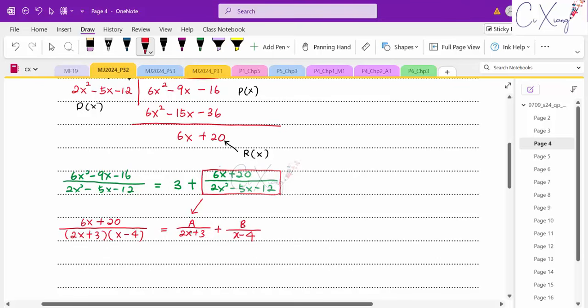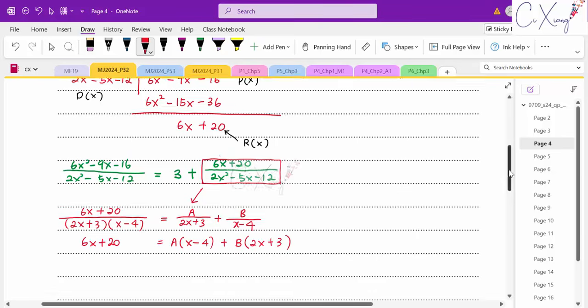Okay, so multiply the whole equation with the original denominator. So on the left hand side, your denominator disappears. Then for the right hand side here, 2x plus 3 and 2x plus 3 cancel off. You're having x minus 4. Same thing happened for the B here. x minus 4 and x minus 4 cancel. You have 2x plus 3.